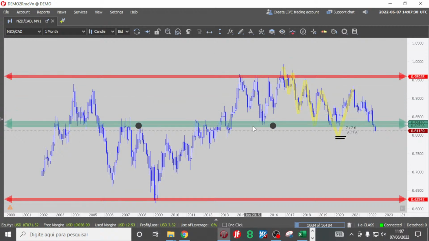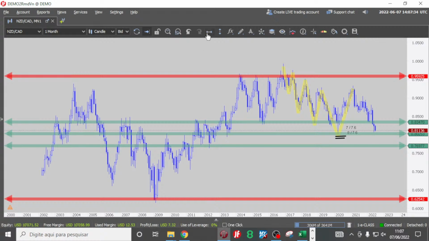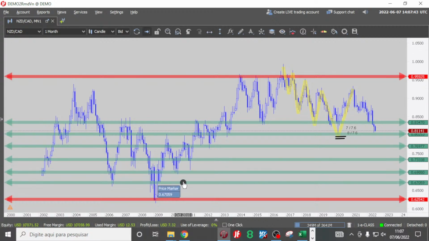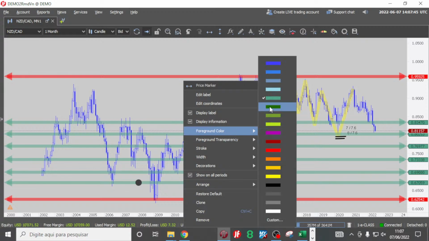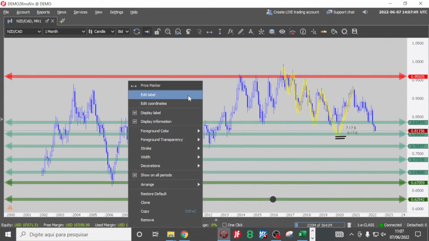So pivot point in here, pivot point in here, pivot point in here, pivot point in here, support, pivot point in here, support in here. Support is going to be green. So support is in green.